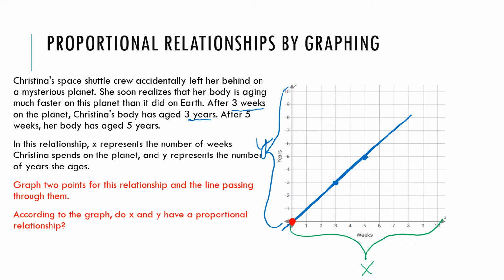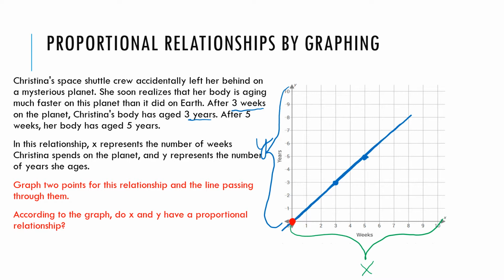Okay, so according to the graph, do X and Y have a proportional relationship? So you need to ask yourself, is this line that we have just graphed, is it straight? Does it have any curves in it, or is it straight? Well, it looks pretty straight to me. And then secondly, does it pass through the origin, that point of 0, 0? And it does indeed pass through the origin as well.